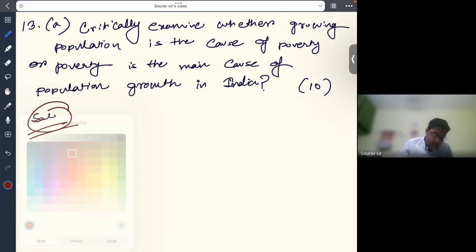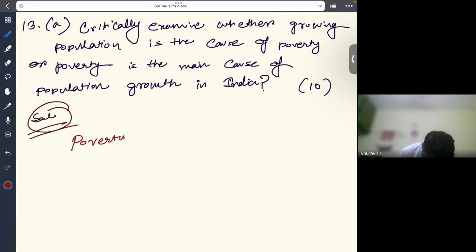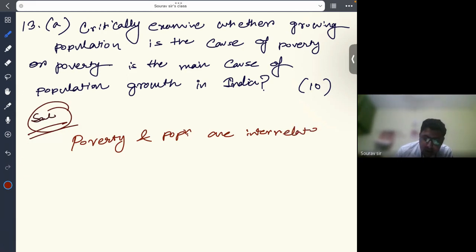So in the solution segment, you know that the relationship between population growth and poverty in India is complex and multifaceted. While it is true that poverty and population growth are interrelated, it is difficult to determine which is the primary cause and which is the effect. Poverty and population are interrelated, but it is difficult to say which one is dominating the other.